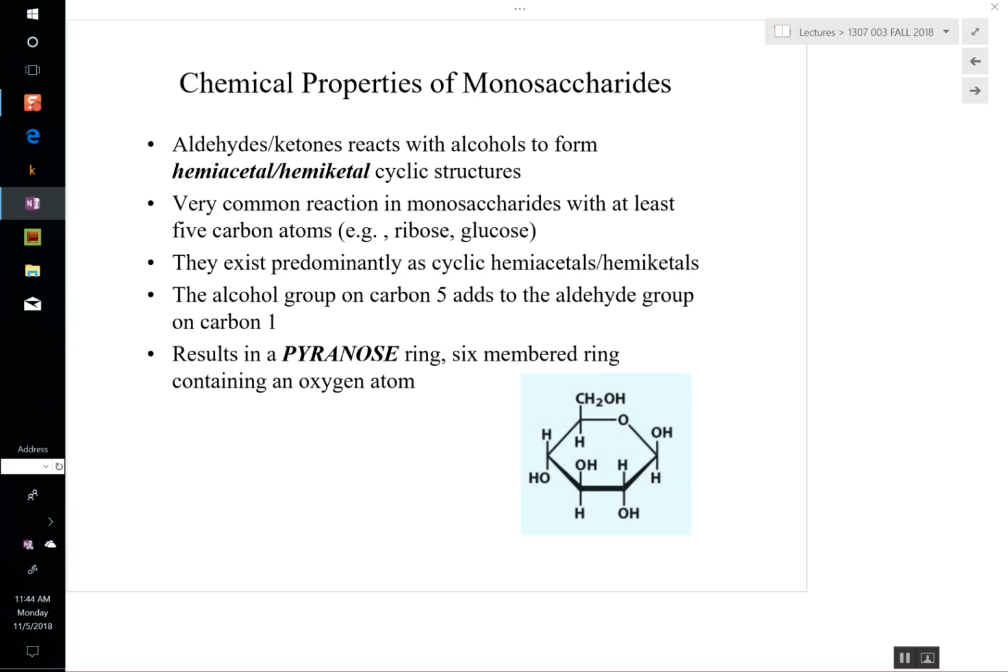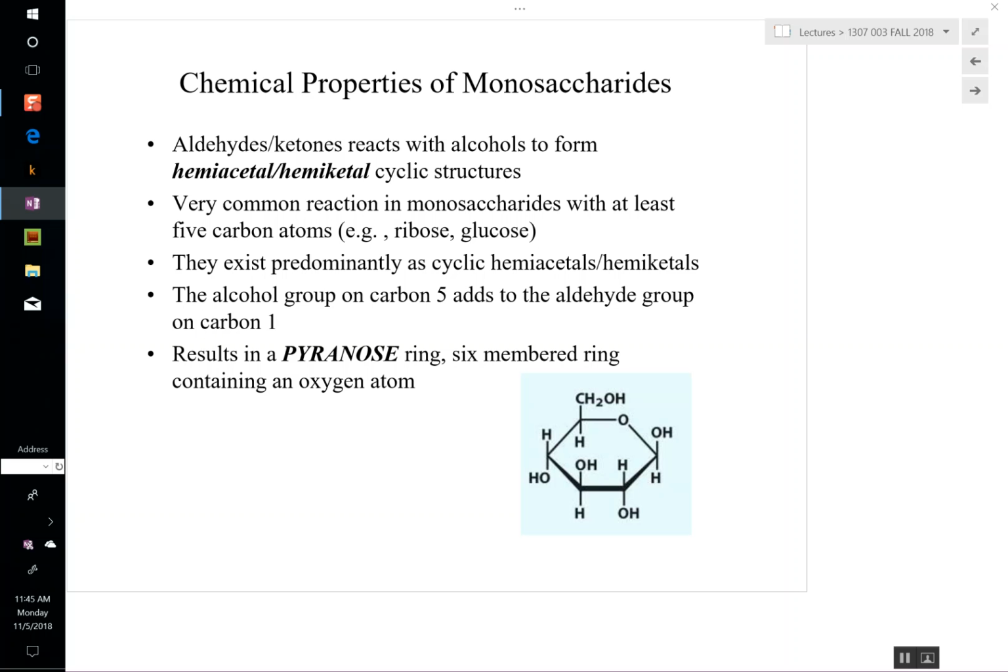Let's say you took methanol and reacted it with acetaldehyde. What's the hemiacetal reaction? It's the addition of an OH across a carbon-oxygen double bond. And where does that go? The O goes onto this carbon, the H goes onto that oxygen, and this bond disappears.